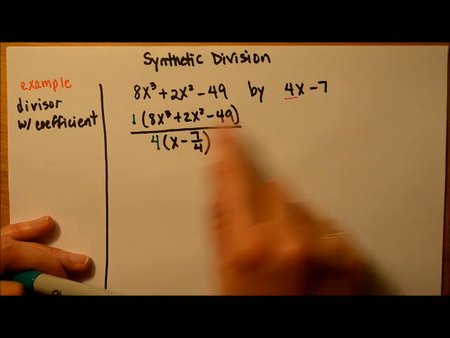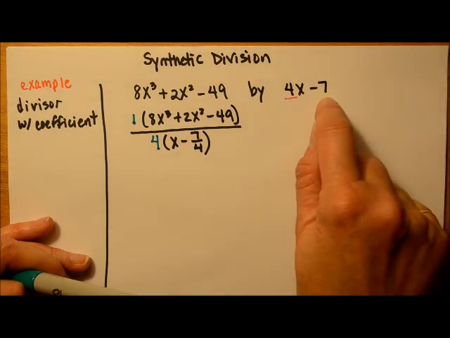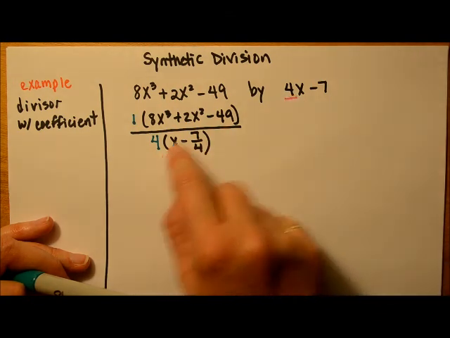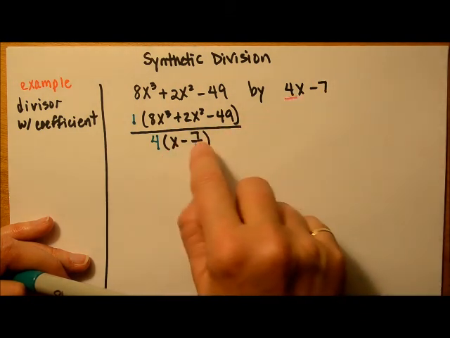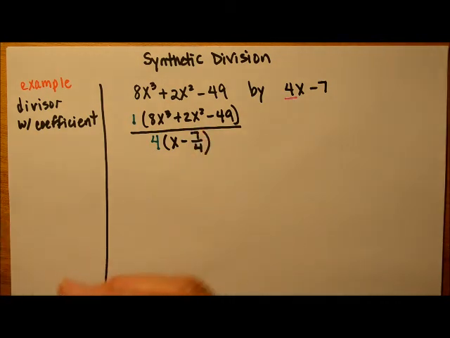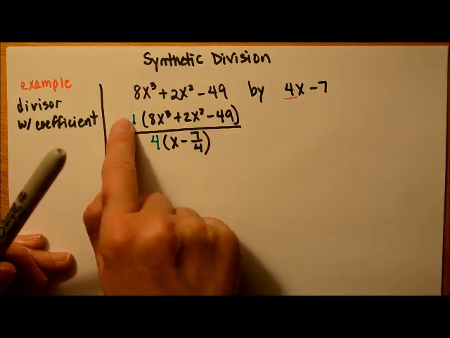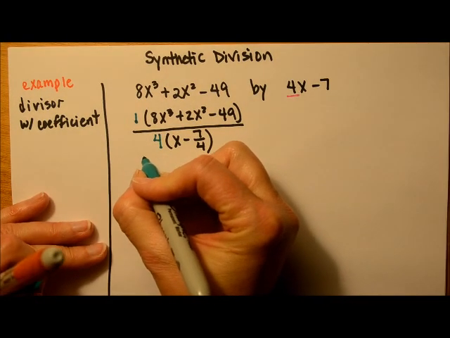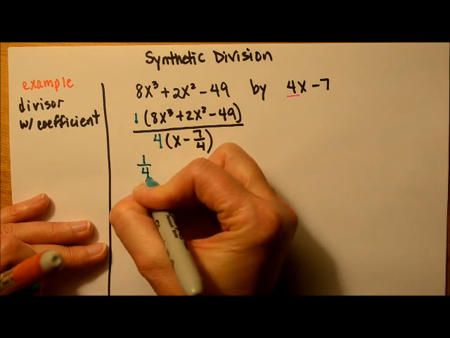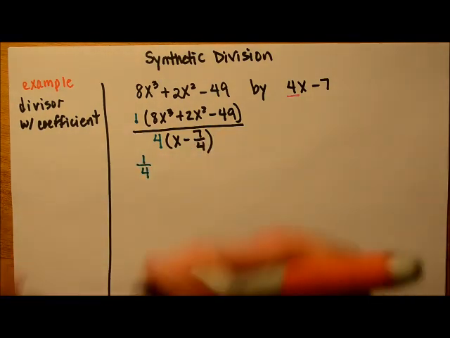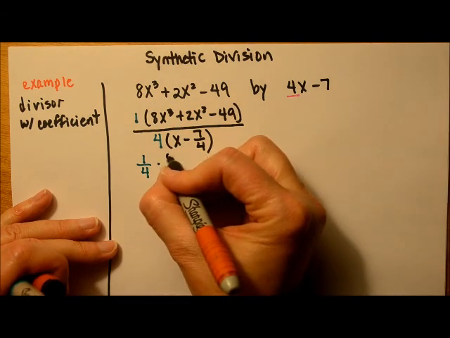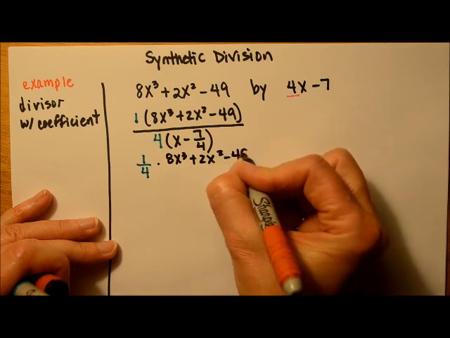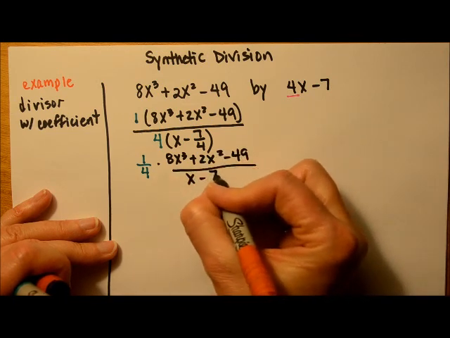Okay, so I factored out a 4, which means I divide each piece by 4 when I factor it out, right? So I divide 4x by 4, which gives me x, and I divide negative 7 by 4, which gives me negative 7/4. Now, I wrote it in color, that 1 and the 4, because the reality of the situation is that I could rewrite this as 1/4 times 8x cubed plus 2x squared minus 49 all over x minus 7/4.